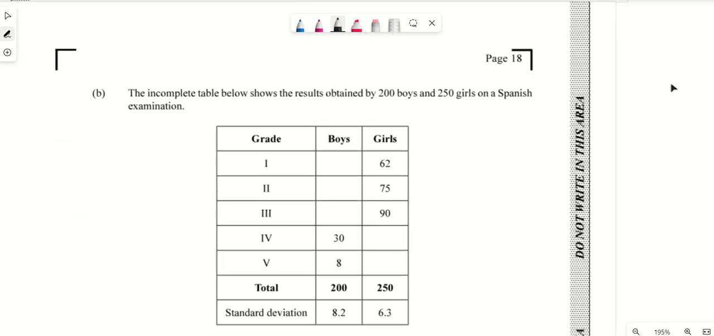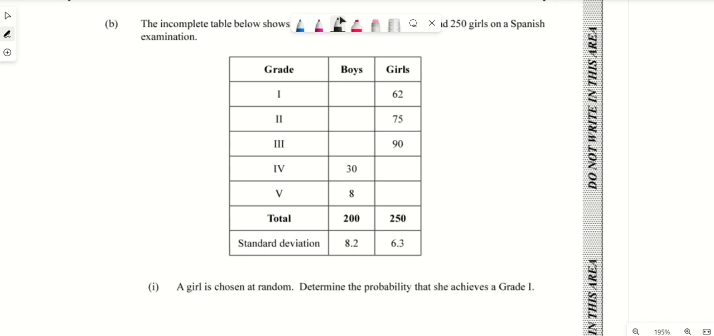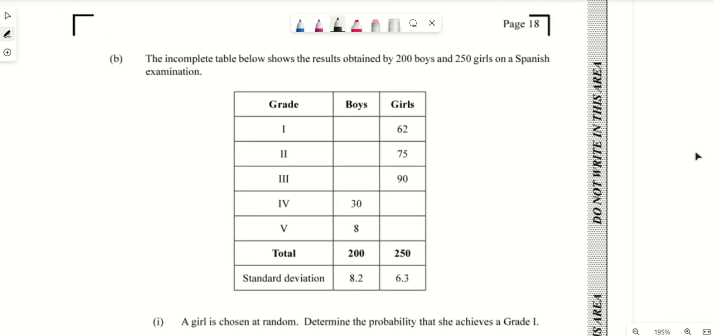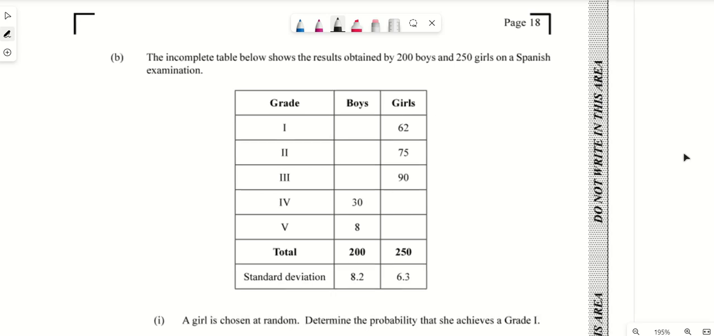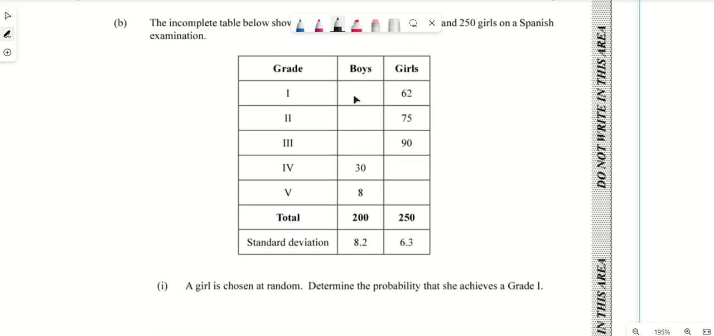Right. Then we're going to go into part B. The incomplete table below shows the results obtained by 200 boys and 250 girls on a Spanish examination. So see that girls had 62, 75, and 90 for 1, 2, and 3, and we don't know what is 4 and 5. But we know that the total number of girls is 250, and then they gave us the standard deviation, which we know standard deviation is the distribution of points.